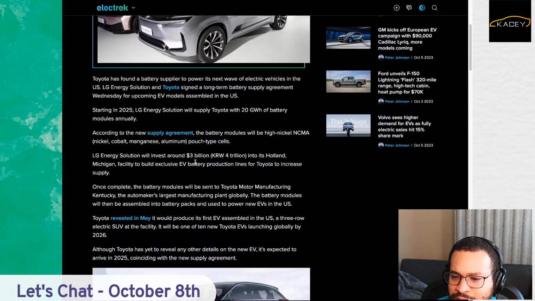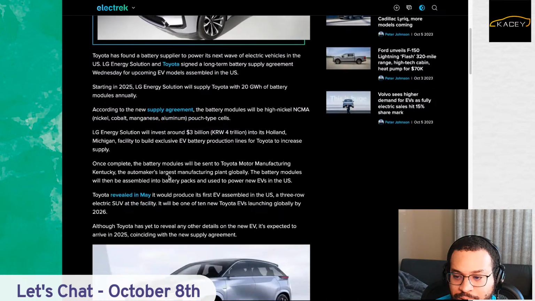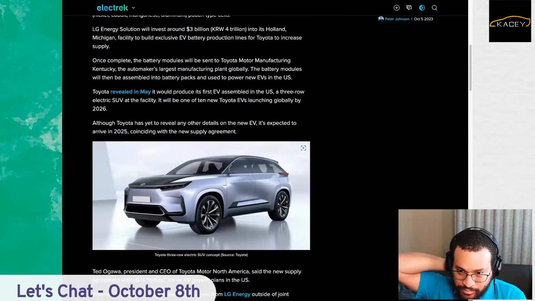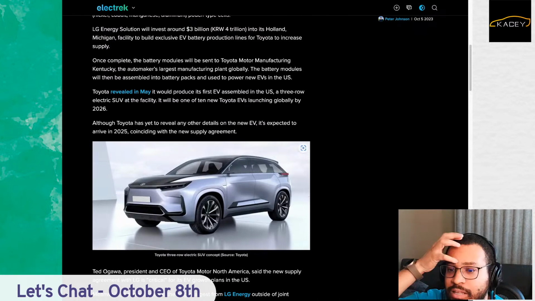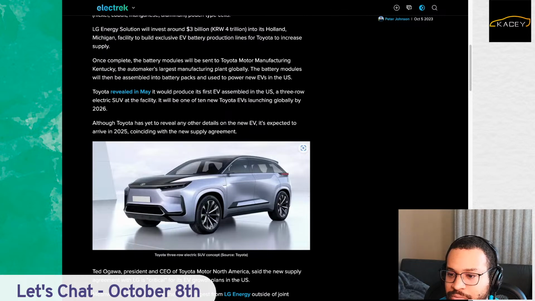LG Energy will be investing around $3 billion into its Holland, Michigan facility to build exclusive EV battery production lines for Toyota to increase supply. Oh, wow. Impressive. Once complete, the battery modules will be used in Toyota manufacturing in Kentucky, the automaker's largest manufacturing plant globally. Oh, I didn't realize that. I knew it was big. Took a tour of the place. It was awesome. At the time, they were making the Camry hybrid there. That's why I went and took a look.